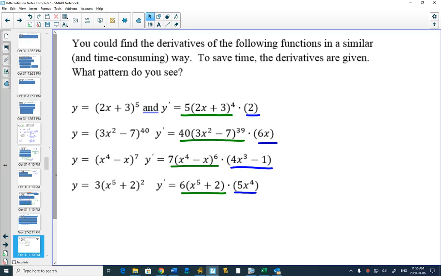So we're saying that the blue is just the derivative of the inside. So the inside function is 2x plus 3. The derivative of that is 2. Inside function 3x squared minus 7. Derivative would be 6x. Let's just check if it works for each one. Yes. Derivative of x to the 5 plus 2, 5x to the 4.